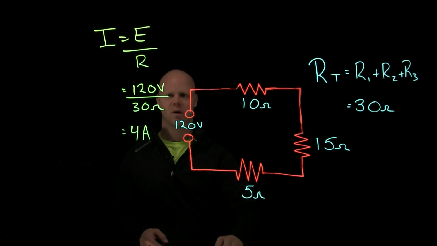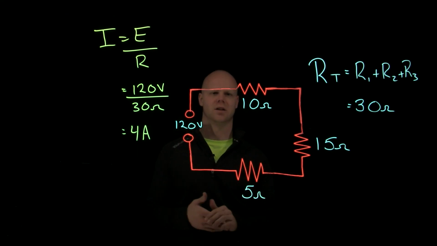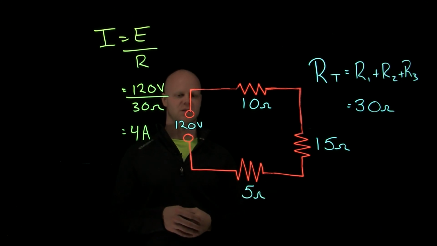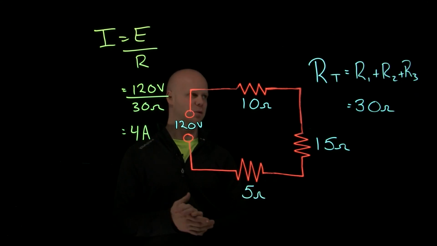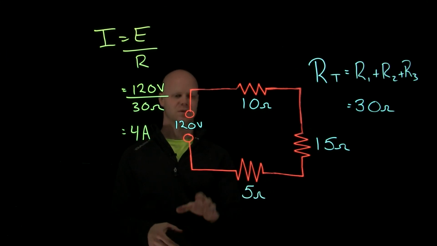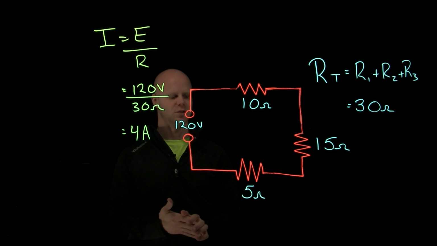Hello everyone, welcome. Now what we're going to look at is the voltage drops that would exist in this series circuit based on the parameters that we've already established. My total opposition is 30 ohms, I have 4 amps of current, and I will have a 120 volt source.